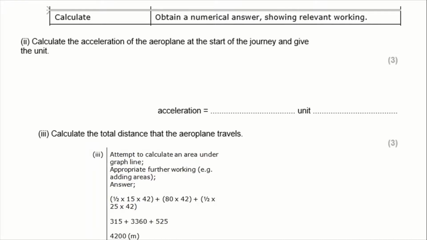Okay, let's see. These are the 3 points. Attempt to calculate an area under the graph line. So that's our knowledge. We know that distance is represented by the area under the graph. So you got to attempt to calculate the area under the graph. So the 1 mark is allocated for that. Then appropriate further working. For example, adding the areas. Maybe you can use the whole trapezium, or you can use 2 triangles and 1 rectangle in this case, like you can see here in the answer.